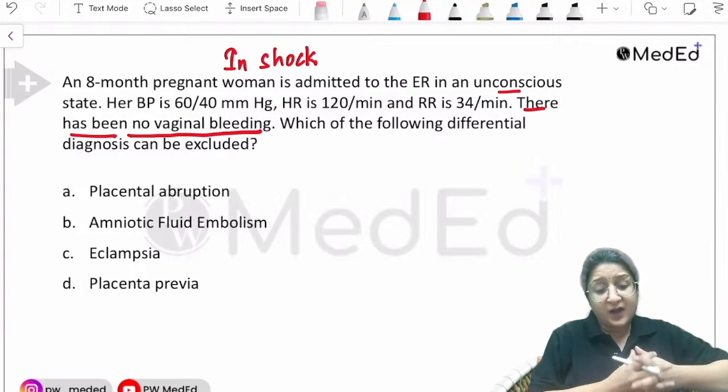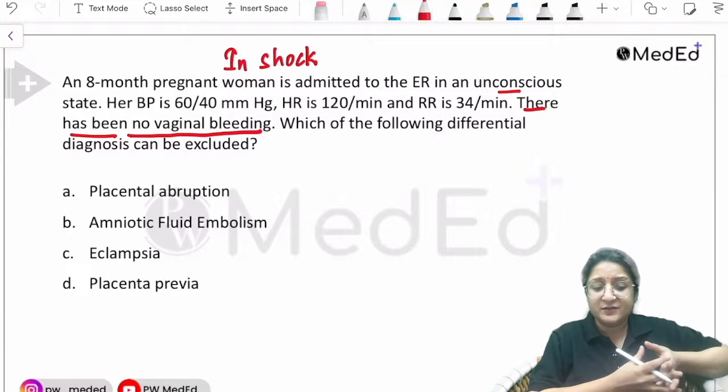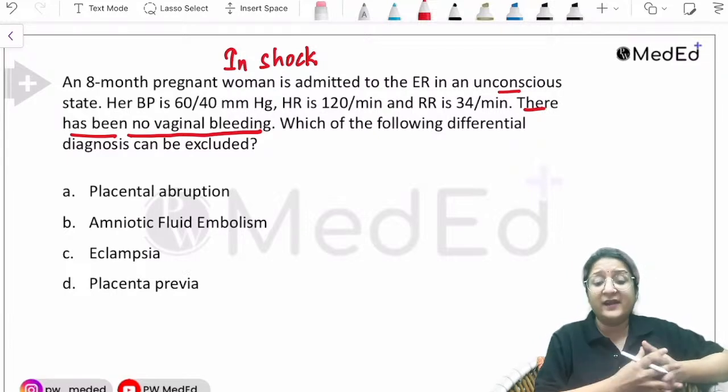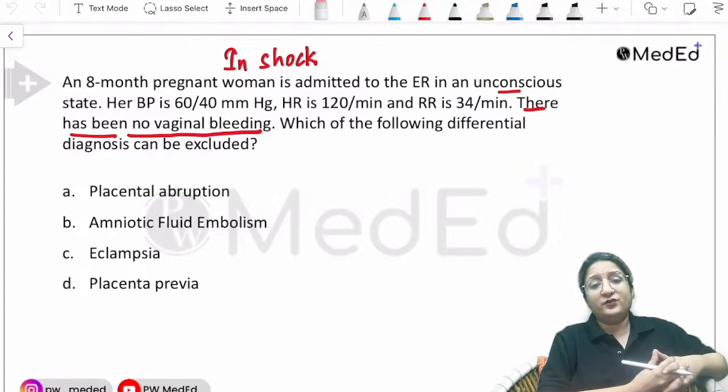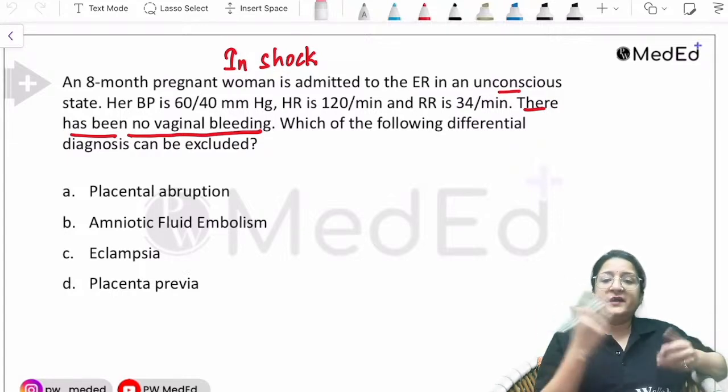So eclampsia, I can't exclude it. In the differential, I have to consider eclampsia as a possibility. Of course, they have not given any other information here. They have not mentioned high BP, and that got you confused. Maybe this woman is seen for the first time at 8 months pregnant, an unbooked patient. Who knows what her BP was earlier?